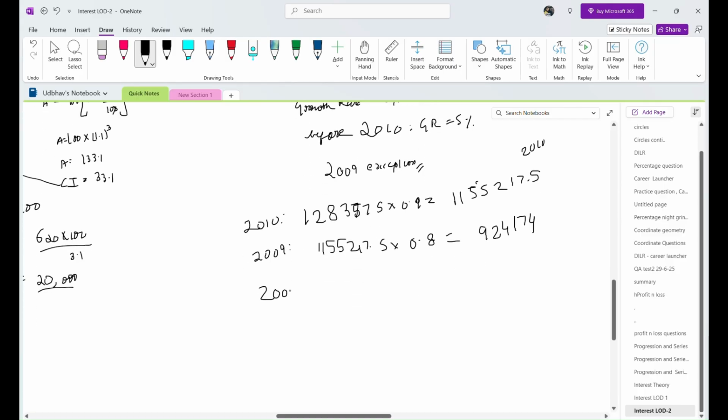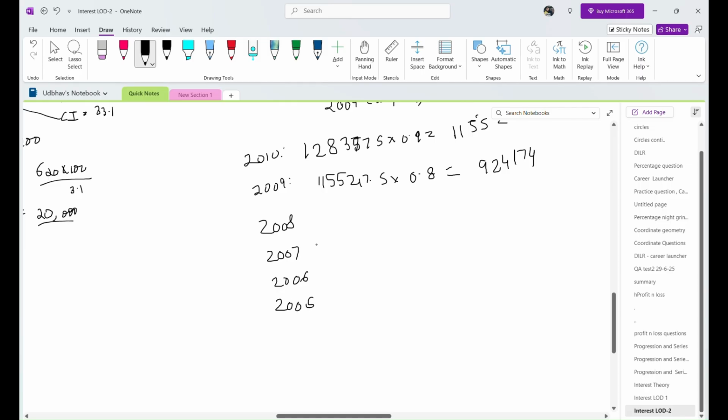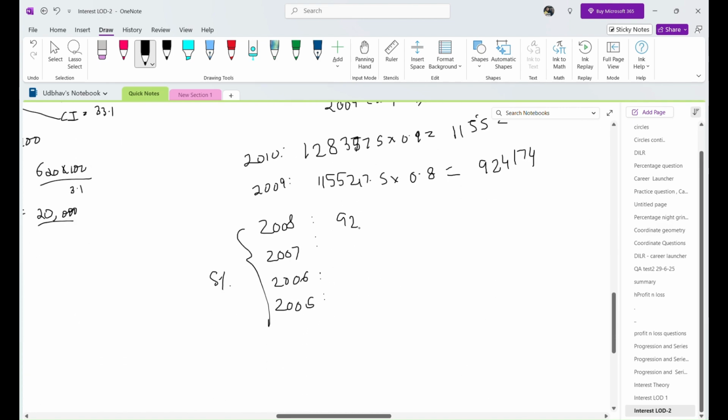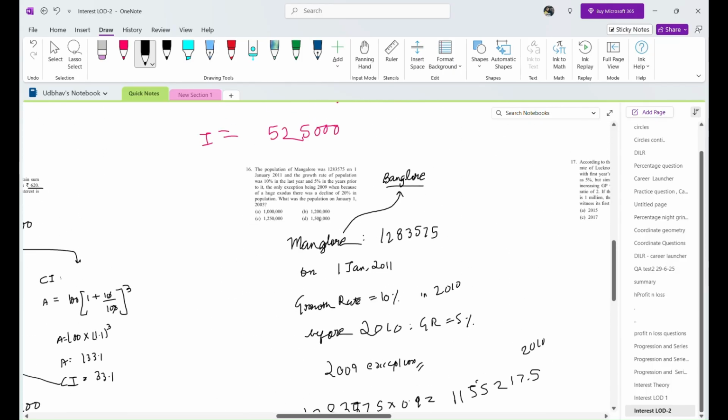So the population in 2009 was 924174, and now from 2008 to 2007 to 2006 to 2005, the growth rate is the same, that is 5%. So here the population will be 924174 into 0.95. Again here will be 0.95, here 0.95, and here also 0.95. So power 4. That comes out to be 752,745.